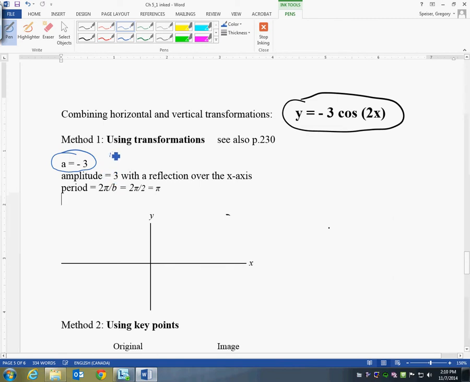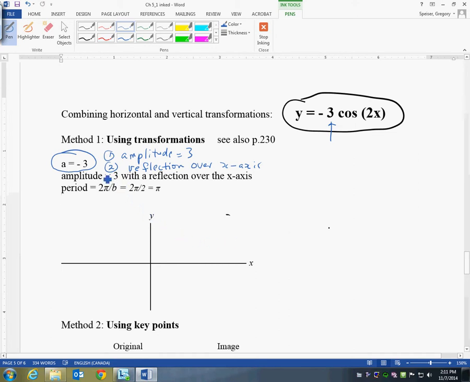The first thing that's going to happen is that our amplitude is going to be equal to 3. So instead of a maximum and minimum of 1, we're going to have a maximum and minimum of 3. And the second one is that negative means that we're going to have a reflection. And remember that this multiplies the values on the y-axis by -1, so it reflects over the x-axis. So pretend that the x-axis is the mirror and it's going to flip.